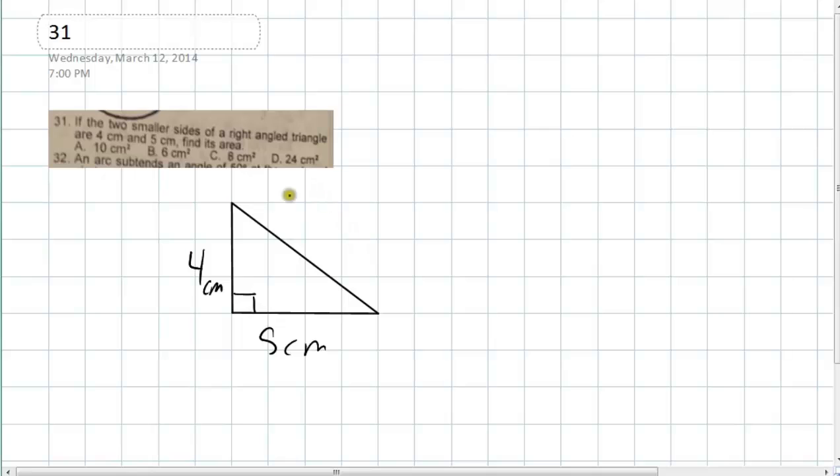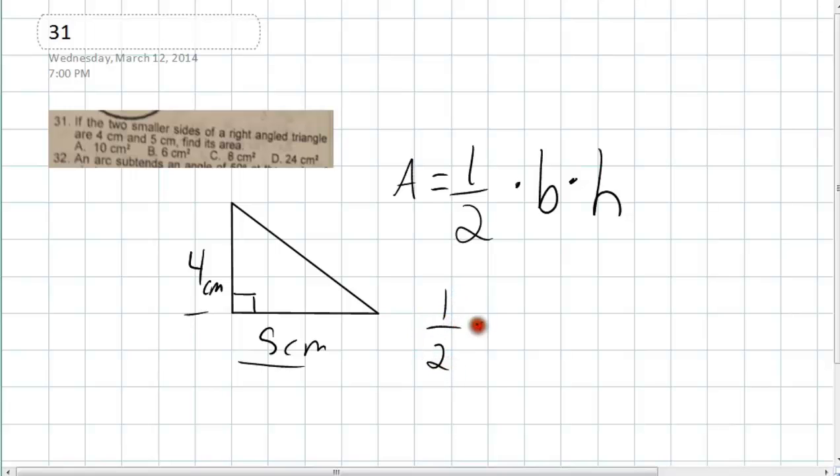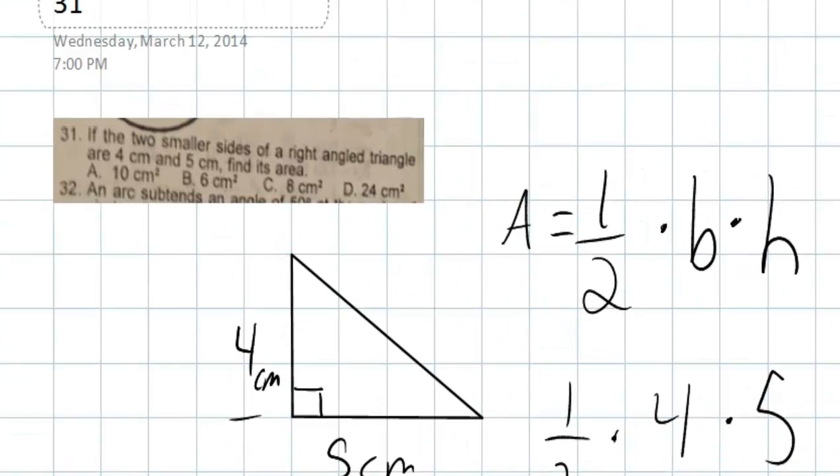And you don't even need to try to find the hypotenuse of this right triangle. All you need to know is this and this, because remember that the area of the triangle can be found by taking 1/2 times the base times the height. We have the base here and the height here, so we're just going to do 1/2 times 4 times 5. So that's 1/2 of 20, which will give us 10. So 10 centimeters squared is our answer.